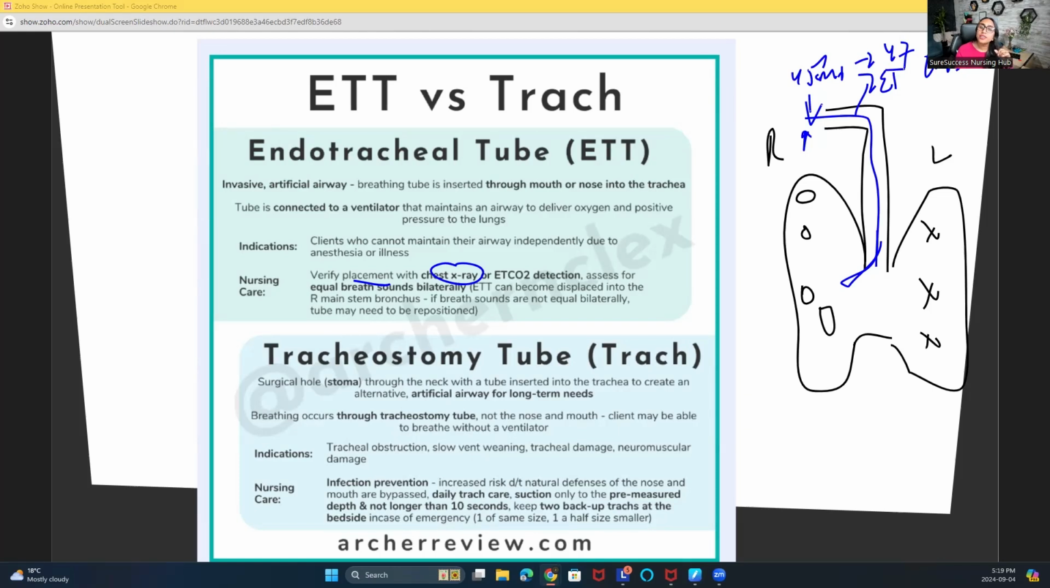Now let's talk about the tracheostomy, where we make a surgical hole to insert the tube directly into the trachea. Now the problem with the tracheostomy, there is no displacement problem. The air will go equally to both lungs. For example, with the tracheostomy, let me show you with this one, it will go equally to both parts, the right lung and the left lung. Now the number one issue with the tracheostomy is infection.